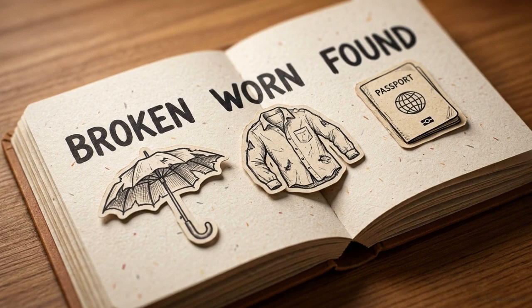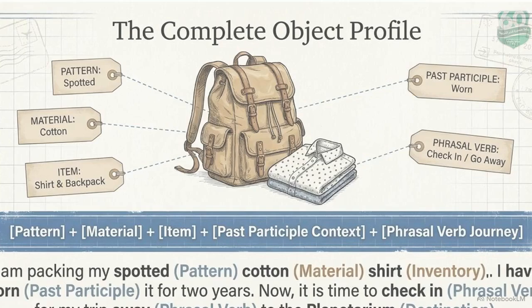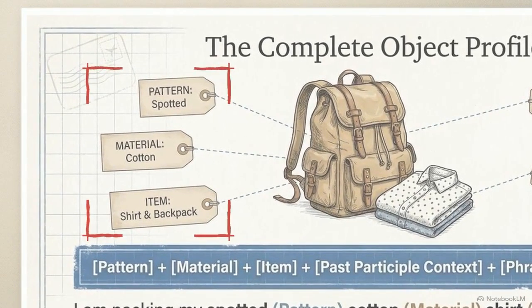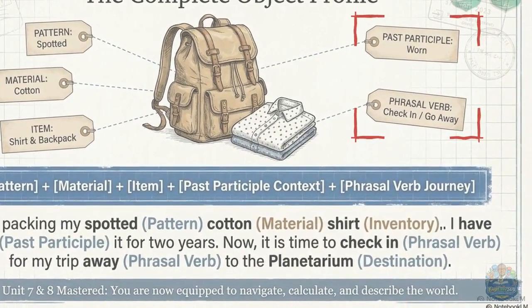Let's combine these concepts to describe the gear in this profile. The left tags identify the physical details: a spotted cotton shirt. The right tags show the state and action. The shirt is worn, and it's time to check in for the planetarium.